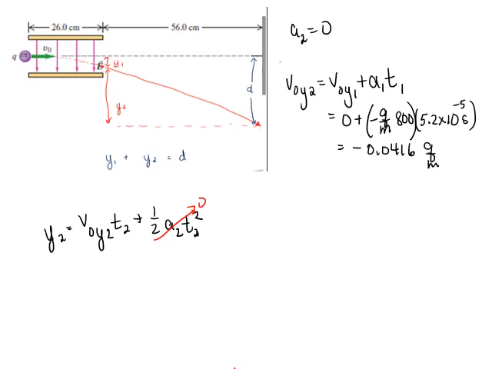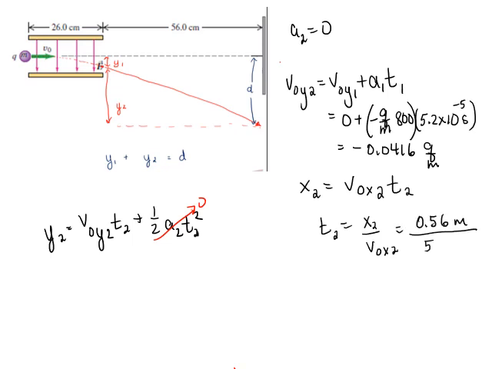Okay, the other thing we have to sort out, what is our t2? How long does it take to travel the 56 centimeters? We know that x2 is v0x, the x component of velocity, in the second region, times t2. The x component of velocity never ever changes because there's no horizontal acceleration. So we'll solve for our t2. It's x2 over v0x2, 56 centimeters, which we put in meters, divided by the velocity in the x direction, 5,000 meters per second. That never changed at all. Gives us 1.12 times 10 to the minus 4 seconds.